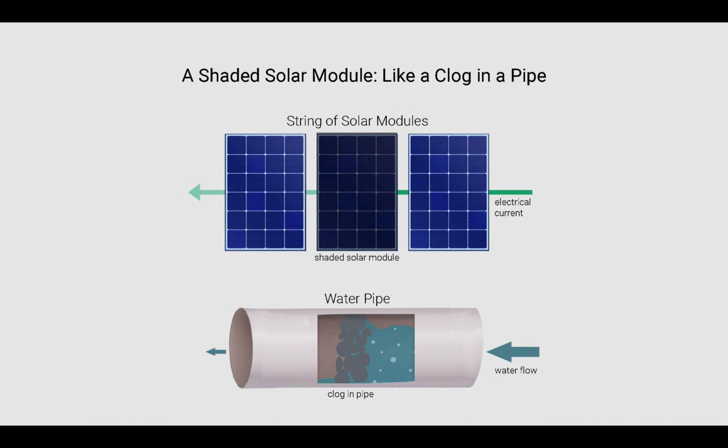This is significant because every panel in the string has to operate at the current set by the shaded panel. This prevents the unshaded panels from operating at their maximum power. Therefore, only a small amount of shading can have a dramatic effect on the power output of a solar panel.